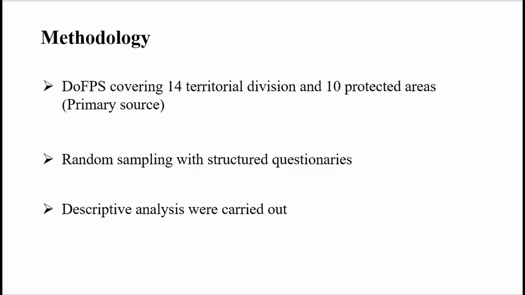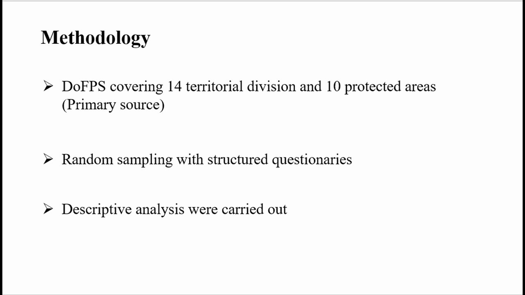Now, in terms of methodology, the scope of this assessment covers 14 territorial divisions and 10 protected areas under the Department of Forest and Park Services. It is considered a primary source for this assessment. Random sampling with structured questionnaires in a Google form were distributed throughout the territorial divisions and protected areas. Once the questionnaires were received, the data were analyzed in a descriptive manner. This study emphasized four parts of community forests: community forest initiation program, community forest establishment process, community forest management program, and the way forward for community forests in Bhutan.